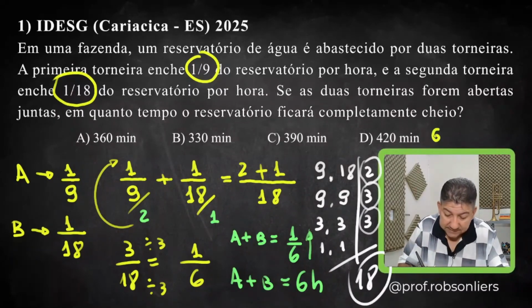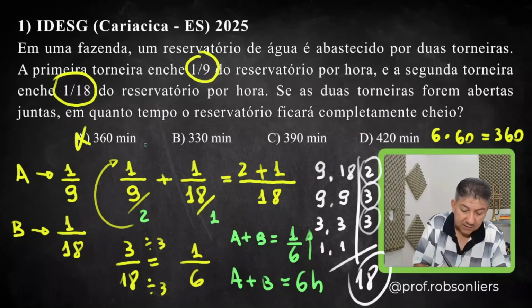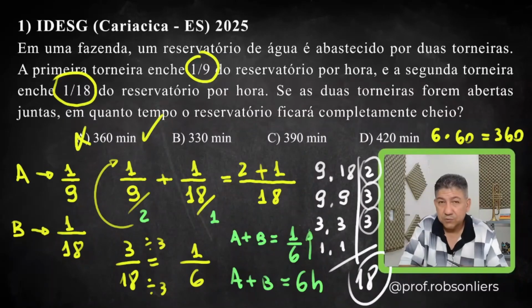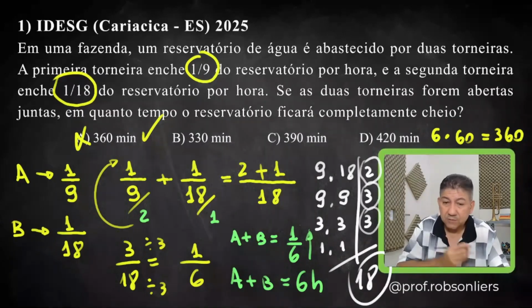I'll put it here. 6 times 60. 6 times 6 is 36. So 6 times 60 is 360 minutes. So whoever chose letter A here got the question right, okay? Both together fill the tank in 360 minutes. Got it? If you solved it in a different way than I did, let me know in the comments.